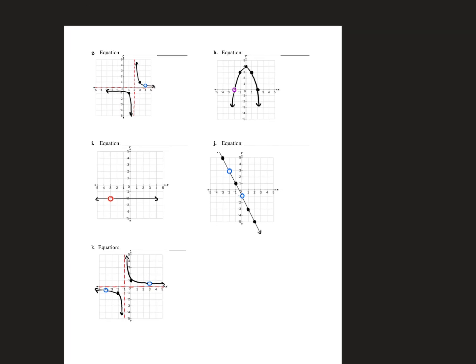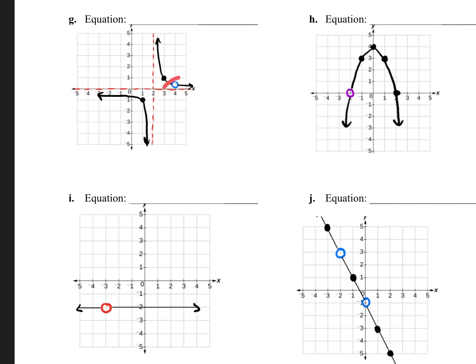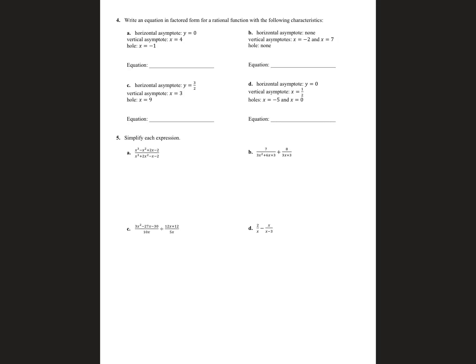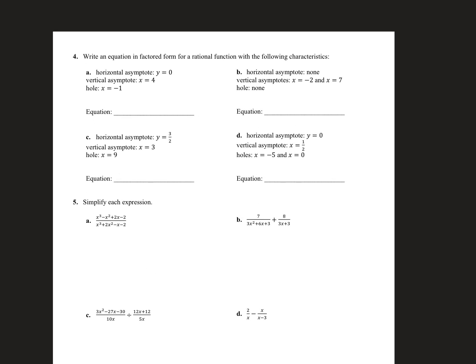So what's the advice? Ignore the hole and go, oh, that's 1 over x, except it's been shifted to the right 2. And then go put the hole in. I think you should be getting these right, like, super easily. All right. This is page 7 of 8. So we're getting close to done, boys and girls.